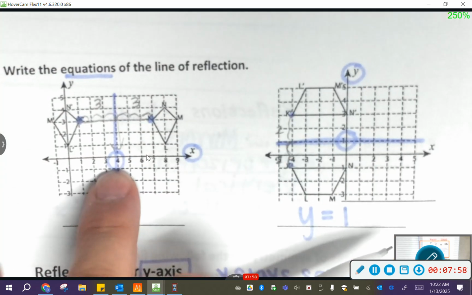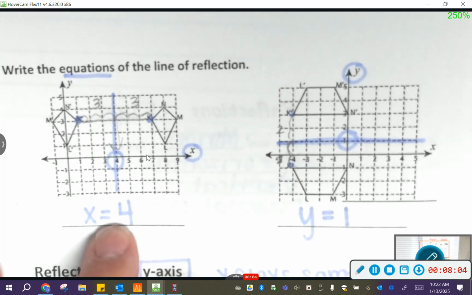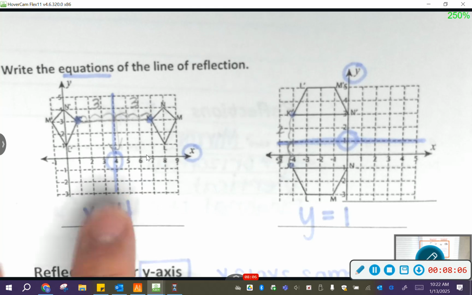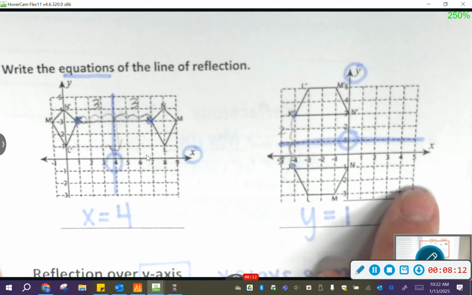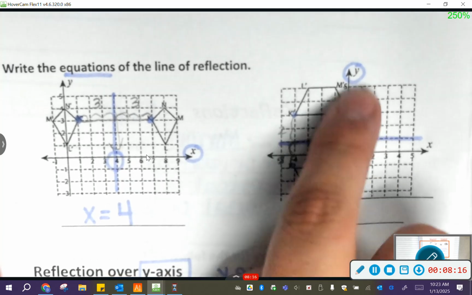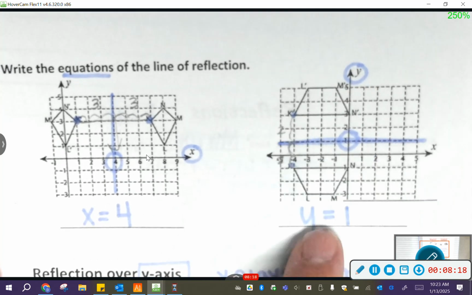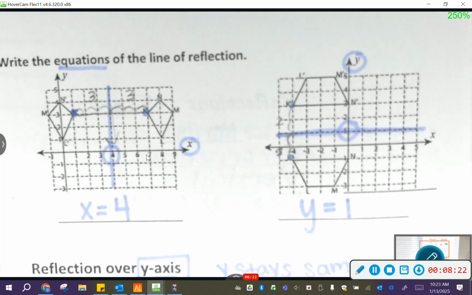Do y'all agree this is at 4? It needs to be an equation. On the quizzes today, I've seen people just give me the answer 4. That's points off. It needs to be x equals 4. All right, what about right here? We go halfway in the middle. This one goes through the y-axis, so it's y equals 1. Again, you need an equation right there. All right?